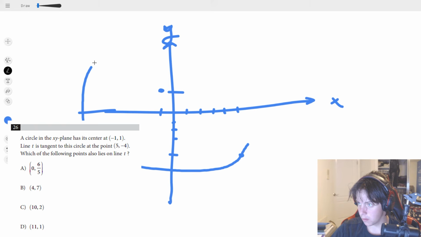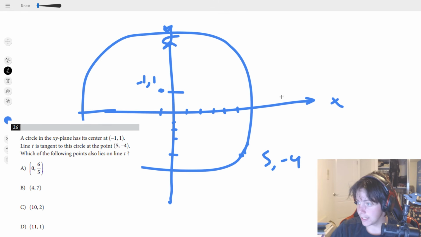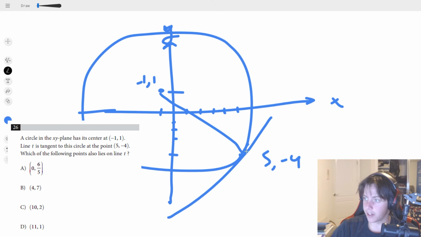So boom, something like that. It'd be 5, -4. This would be -1, 1. Right? So what's important is we're gonna need to find the line T, right? So what is this line, right? And this line is obviously at a right angle to this. So if we find the slope of this, we can find the slope of this, right?